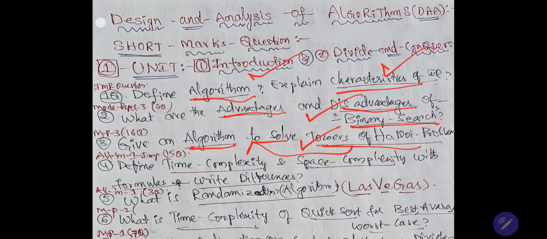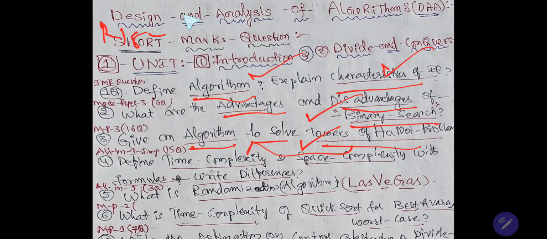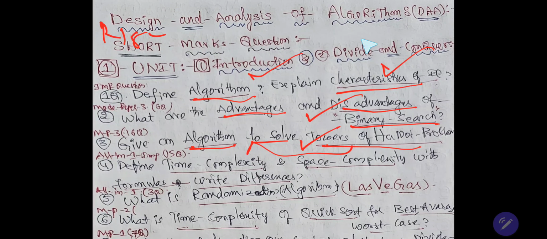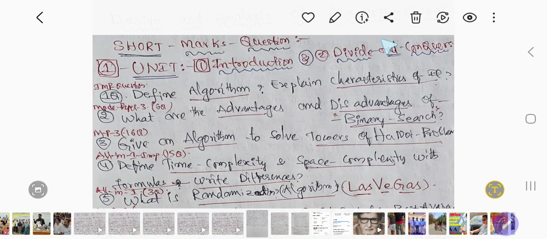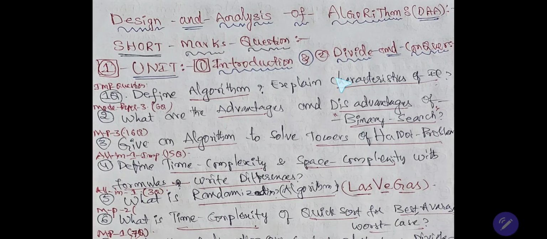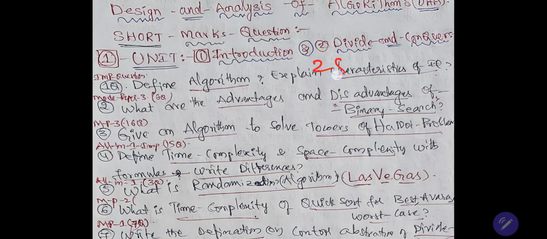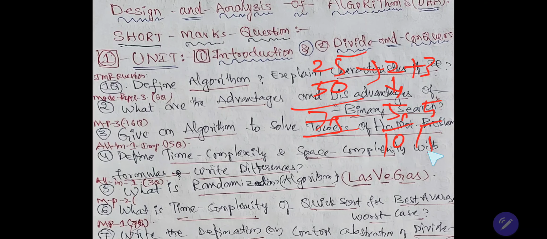For our students, you have 25 marks for short marks questions and 50 marks for essay questions, total 75. From this you will get 2 marks and 3 marks questions. 2 marks questions will be 5, so 5 into 2 is 10, and 3 marks questions are 5, those are 15. So total 25 marks. I will show you some previous questions also.